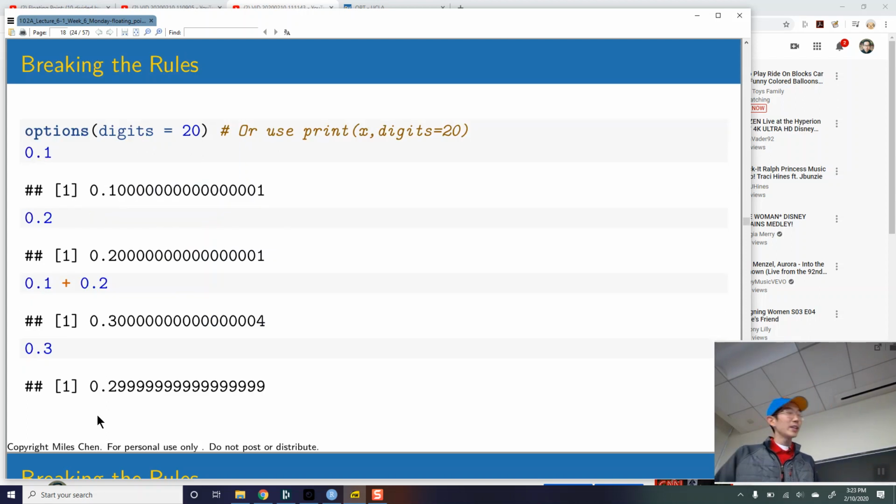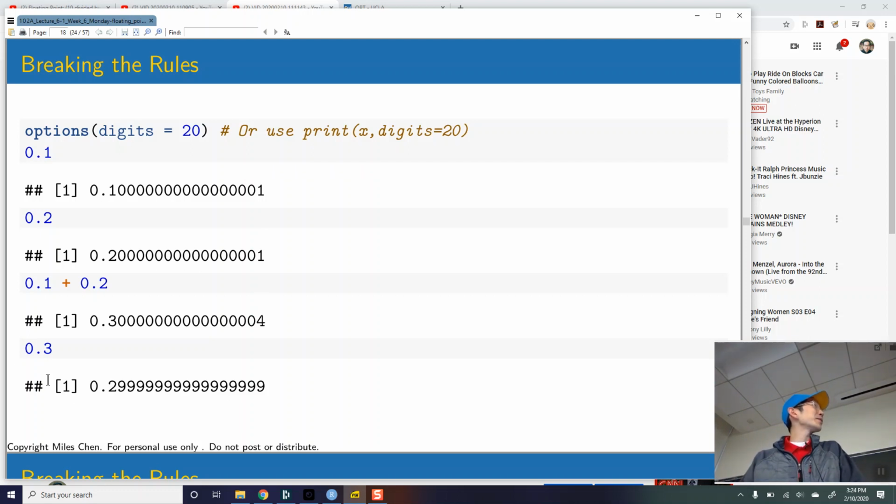What's going on, right? And so we can dig in a little bit deeper and we can say options, digits equal to 20. Okay, and if we do this, what do we get? 0.1 is not actually 0.1. It's 0.10000000001. And what's 0.2? 0.2 is not actually 0.2 exactly, but it's 0.2 something something something 01. Okay, and if I say what is 0.1 plus 0.2, it comes back as 0.30000, and it ends with a 4. And that feels weird, right? This ends with a 1, this ends with a 1. Maybe we can accept that, but then adding these together ends with a 4. That feels odd, to say the least, right?